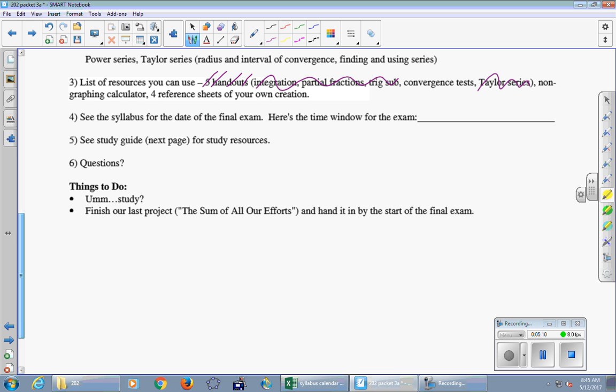But you can also use 4 reference sheets of your own creation. I hope you have kept the reference sheets you've made for the first 3 tests. You can use those plus 1 more. Don't forget to add the stuff on differential equations that we covered since the 3rd test. And you can use a non-graphing calculator. I will loan you one if you don't have one.